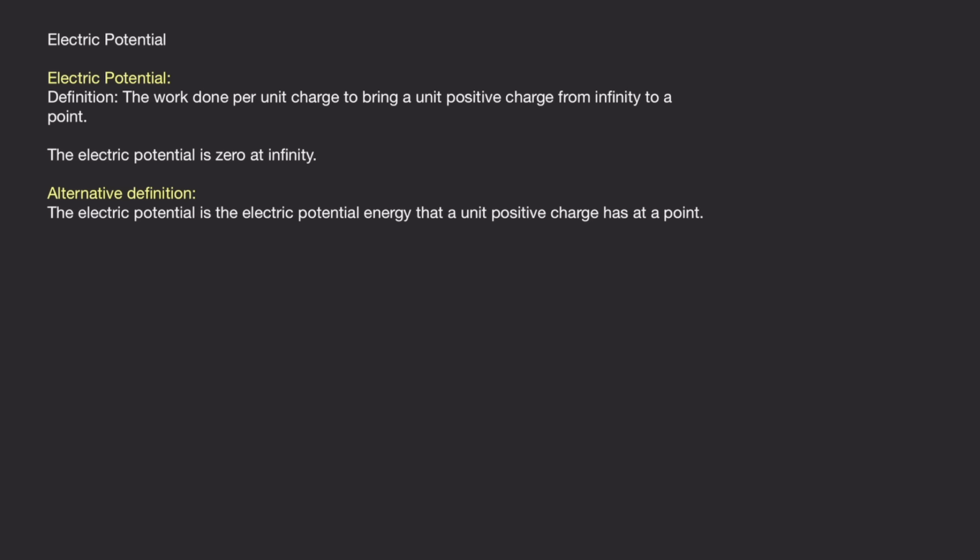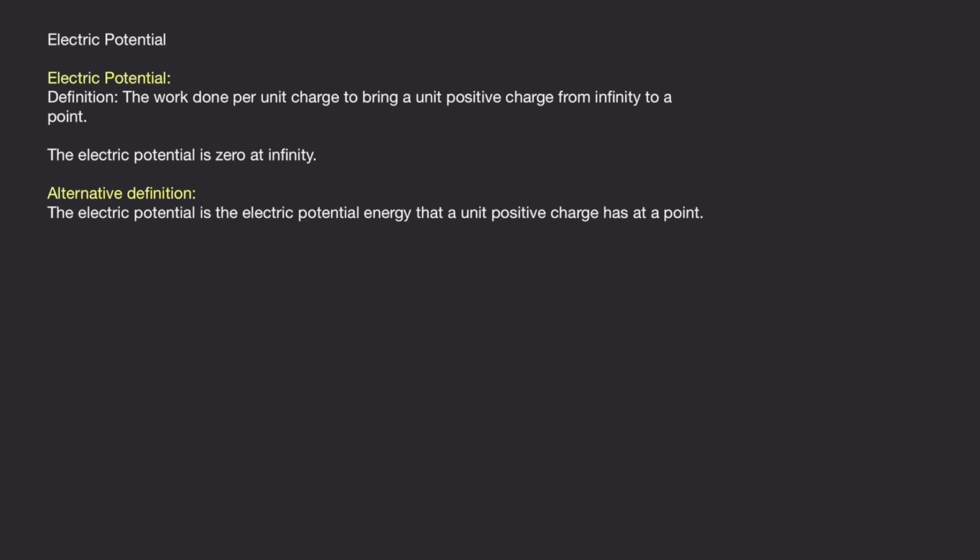And now let's talk about the electric potential. The definition of the electric potential is that it's the work done per unit charge to bring a positive charge from infinity to a point. And we can agree that the electric potential is 0 at infinity. An alternative definition, typically accepted in the mark schemes, is that it's the electric potential energy that a unit positive charge will have at a point.